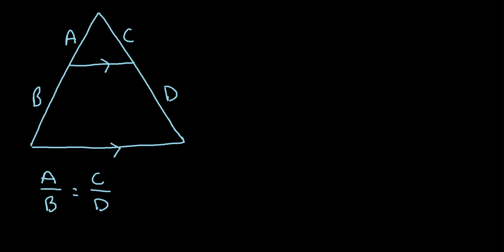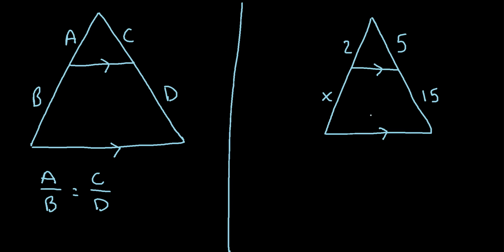All right, let's say we have this triangle right here, and we're told that this line right here is parallel to this side of the triangle. We're also told that this line segment has a length of 2, this line segment has a length of 5, and this line segment has a length of 15. Knowing all of that information, how can we figure out this line segment, which we'll call x?